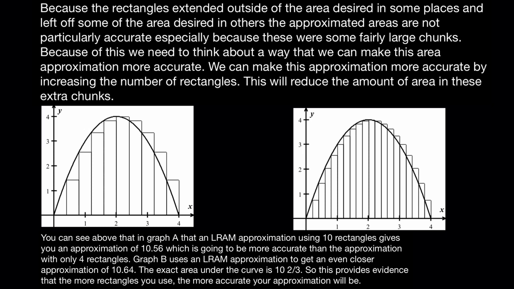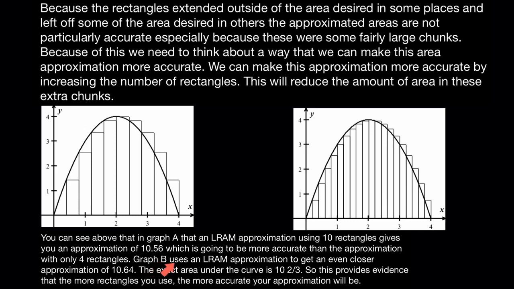So you can see from the above that in graph A, an LRAM approximation was used using 10 rectangles. And this gives you an approximation of about 10.56. Remember, the approximation that we used before for LRAM and RRAM was 10. And so because we are using more rectangles in this one, it's giving us a more precise approximation. This is going to be more accurate than those 4 rectangles.